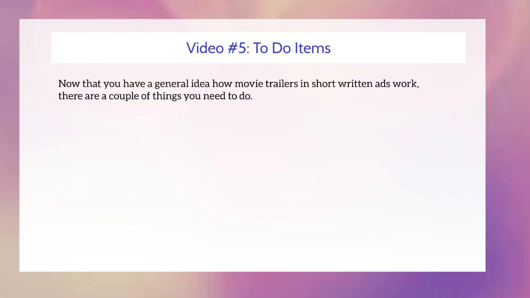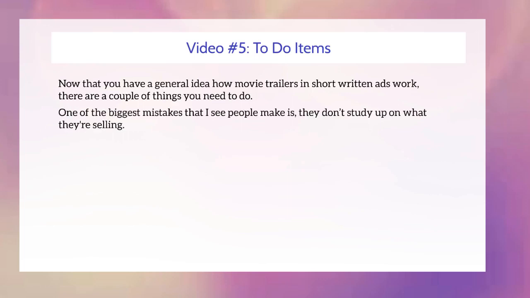So now that you have a general idea of how movie trailers and short written ads work, there's a couple things that you need to do. You see, one of the biggest mistakes that I see people make is they don't study up on what they're selling. Yes, that would make sense if you created what you're selling, but if you bought, let's say, private label rights to a video course and you did not watch it, then that would be one of the big mistakes that you don't want to make.